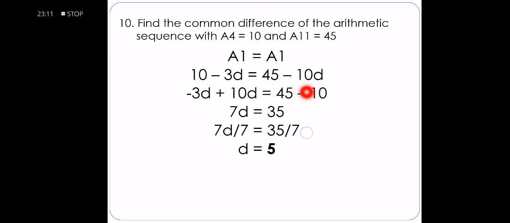Pagsasamahin lang natin lahat ng may variable na d at yung mga constant number. So, negative 3d, lilipat ko si negative 10d, magiging positive 10d equals 45. Ililipat ko si 10, positive 10 yon, magiging negative 10. So, negative 3d plus 10d is positive 7d. 45 minus 10 is 35. So, para makuha natin si value ni d, we are going to divide both sides by 7. So, cancel na si 7, matitira na lang ay d. And 35 divided by 7 is equal to 5.